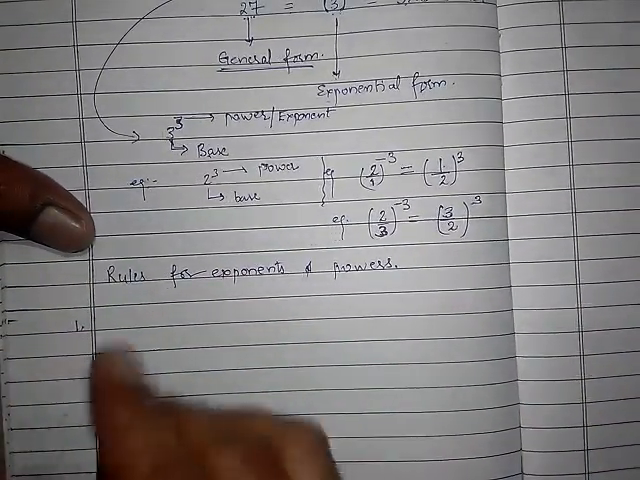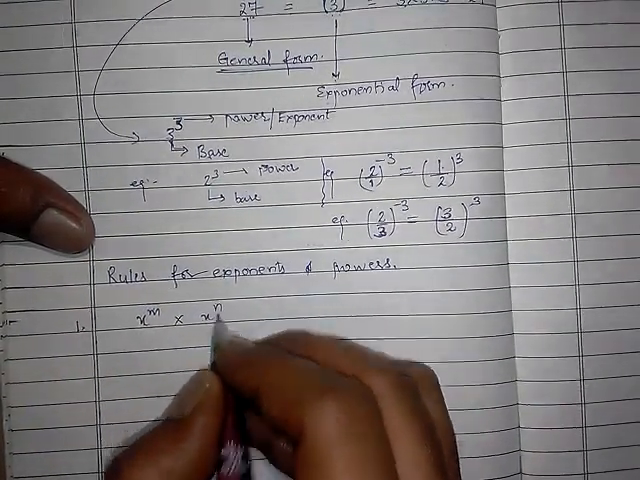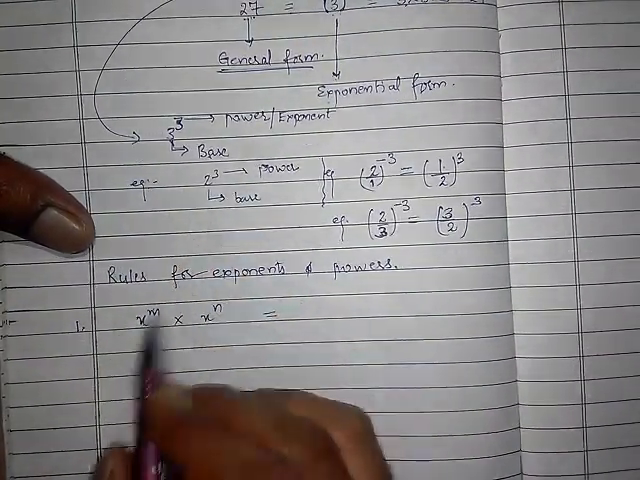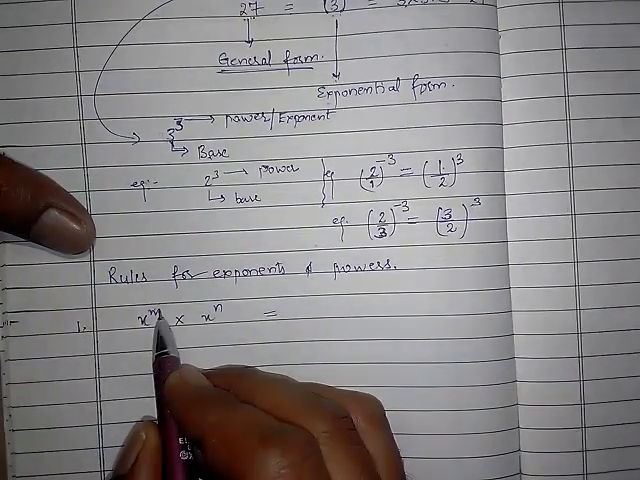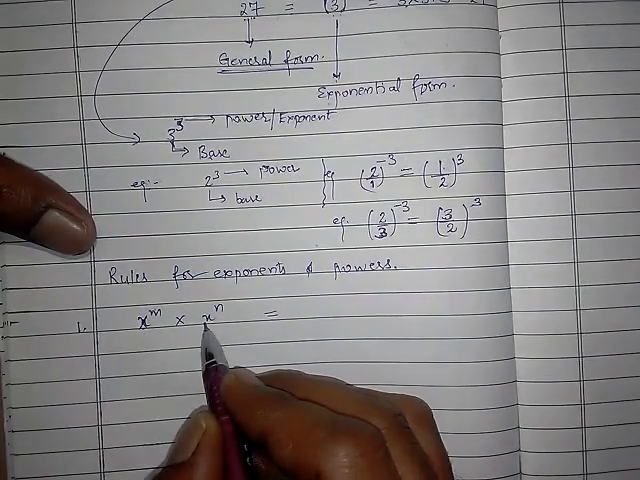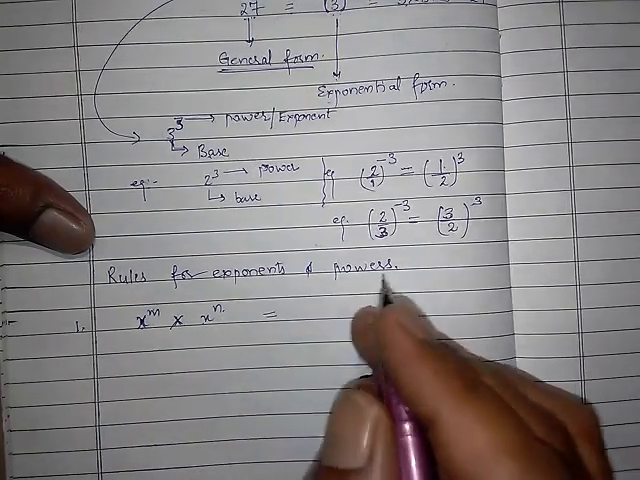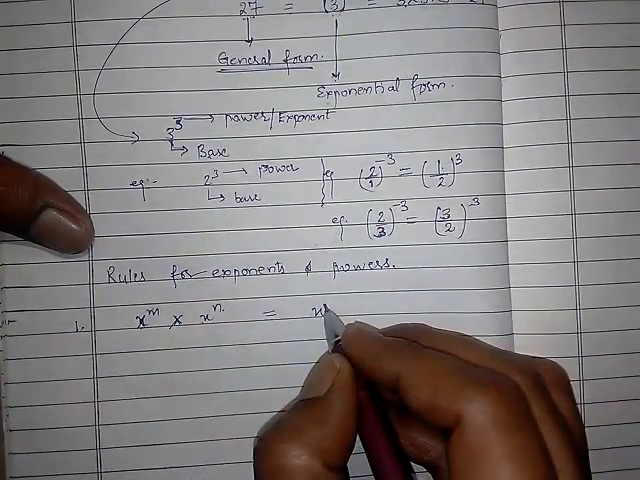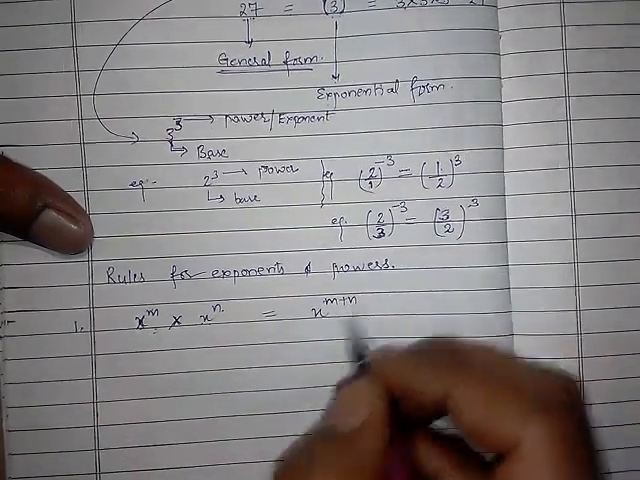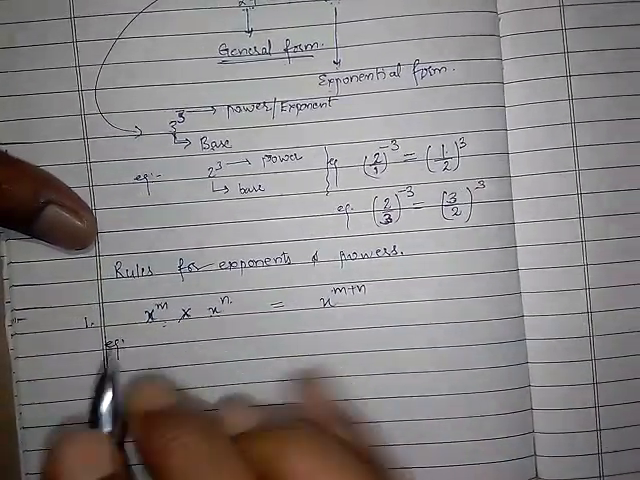First of all, suppose we take the general term x raised to the power m into x raised to the power n. I have explained to you that this is the base and this is the power. How will you read this rule? You can see the two bases are the same and they are in multiplication, and they have different powers. So what does this rule tell you? It says that if the bases are the same and they are in multiplication, the powers will always be added. Clear?